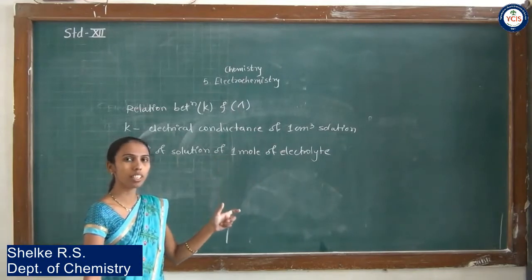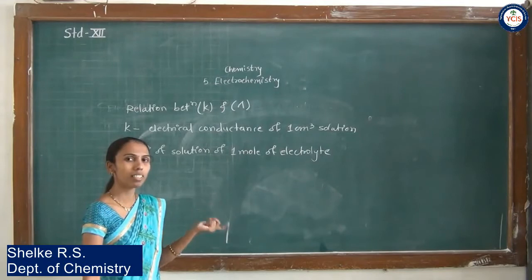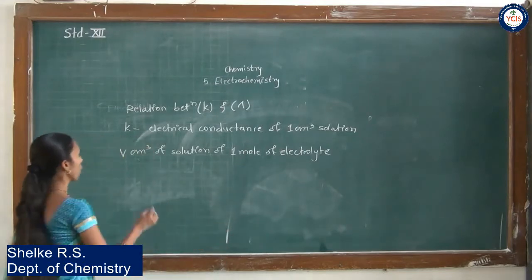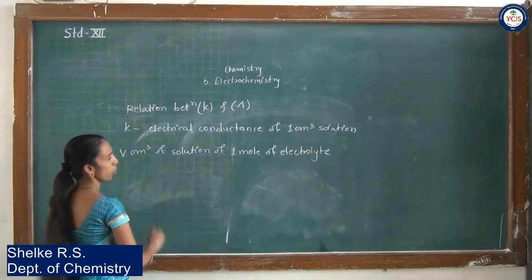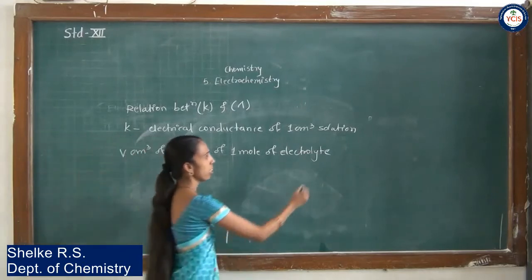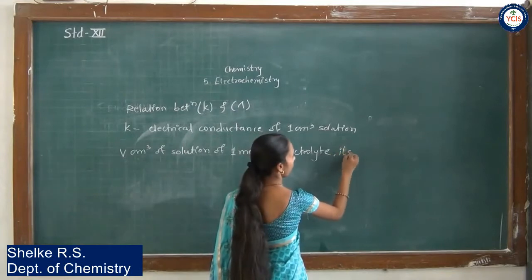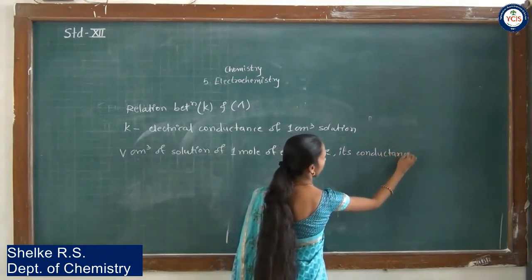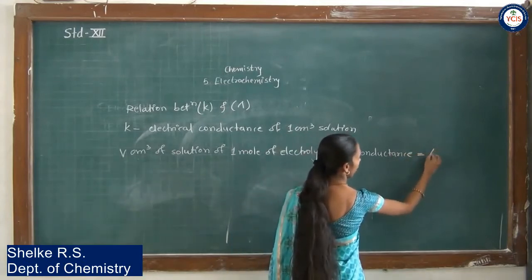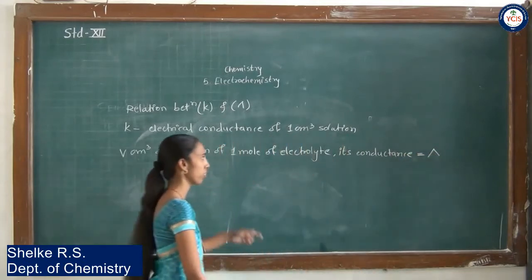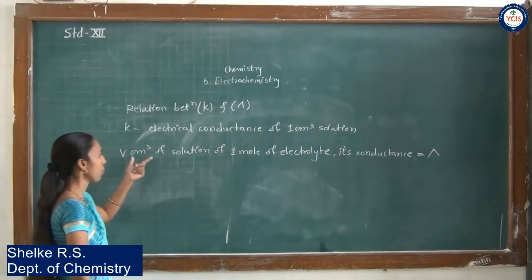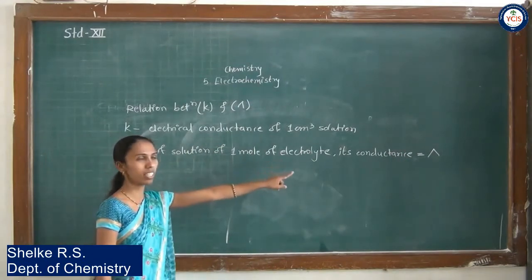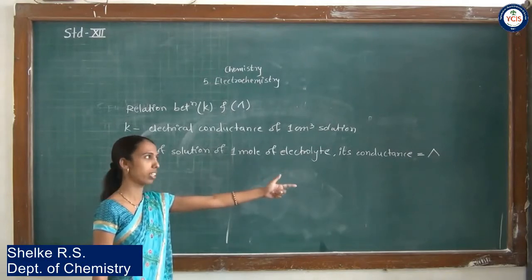आता आपण कॉन्सन्ट्रेशन काय घेतलं? इलेक्ट्रोलाइटचं 1 मोल. मग त्याचा कंडक्टन्स हा काय असणार आहे? इट इज नथिंग बट मोलार कंडक्टिविटी. ओके, सो V cm cube of solution of 1 mole of electrolyte, its conductance is nothing but lambda, which is molar conductivity. बघा समजते का हे काय आहे? V cm cube of solution of 1 mole of electrolyte तुम्ही घेतलेला आहे, तर त्यावेळेला त्याचा कंडक्टन्स काय असणार आहे? It is nothing but the molar conductivity lambda.